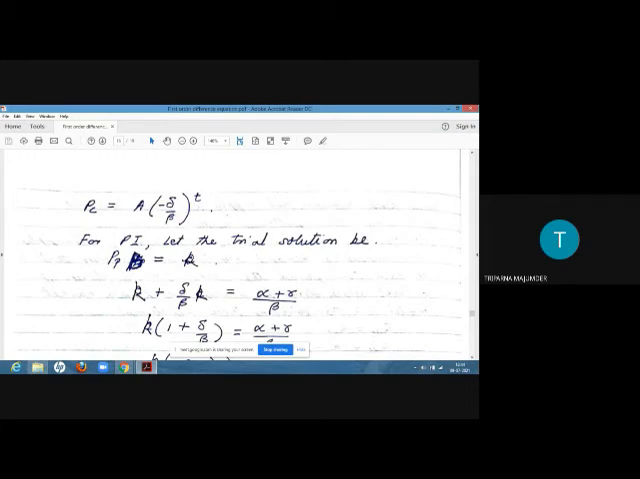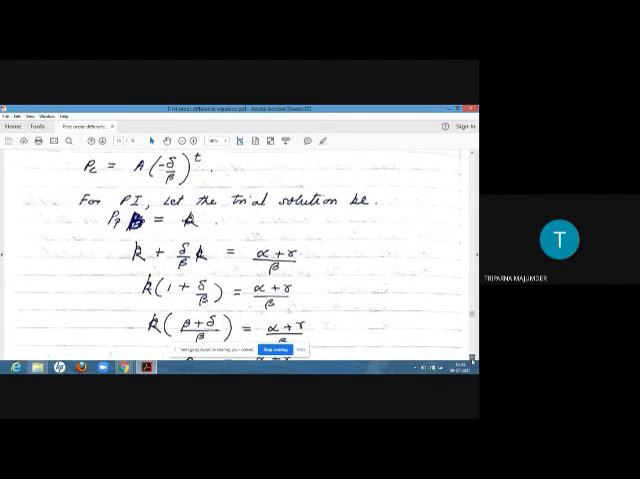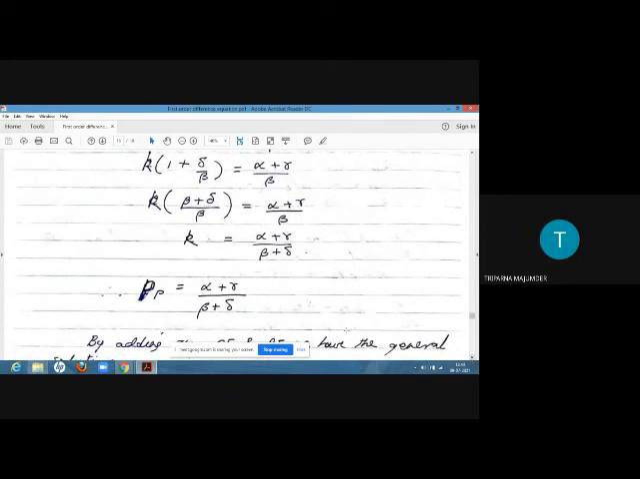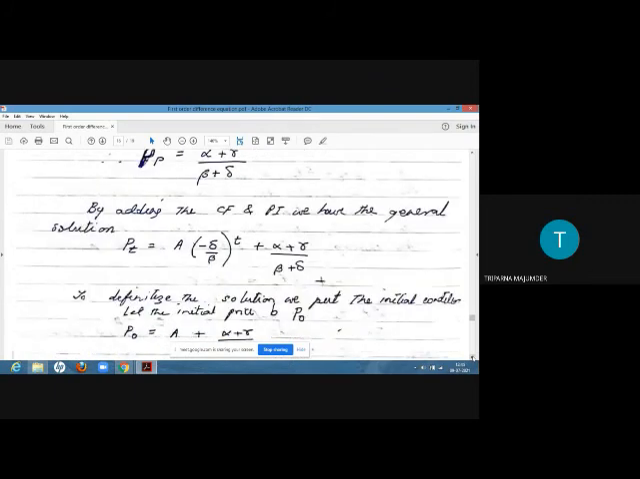For the particular integral, let the trial solution be P_p equal to k. Substituting k in the entire difference equation, we get the value of the particular integral as alpha plus gamma over beta plus delta. By adding the complementary function and particular integral, we have the general solution as P_t is equal to A into minus delta by beta to the power t plus alpha plus gamma over beta plus delta.